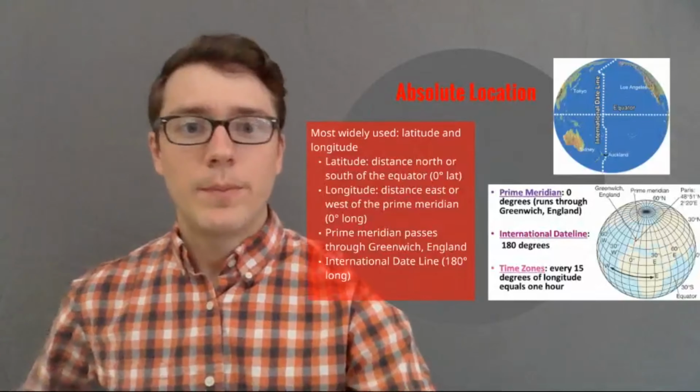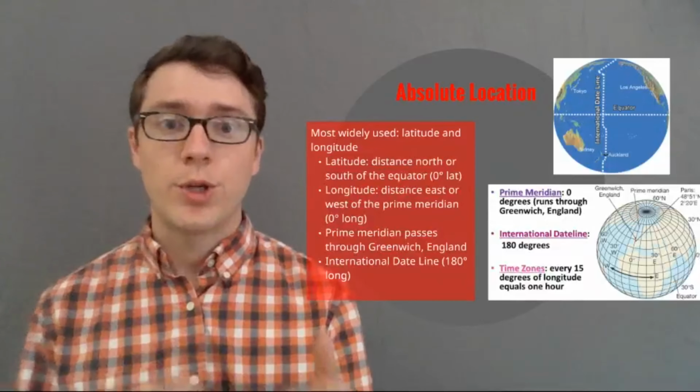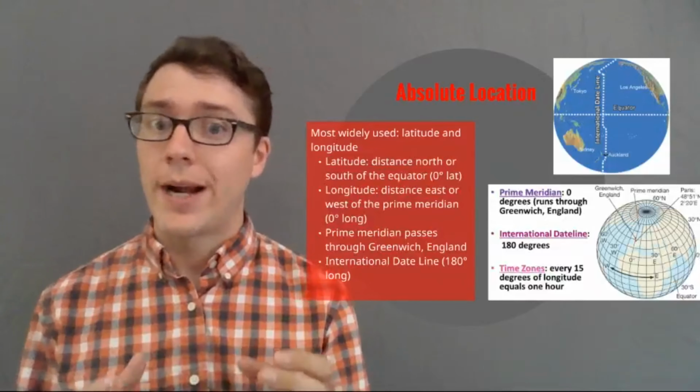Absolute location has a lot of different uses, but it helps us understand really in reality where it is, not relative to something else. So latitude and longitude are two ways that we decide on where an absolute location is. That's the coordinate system that our GPS uses.